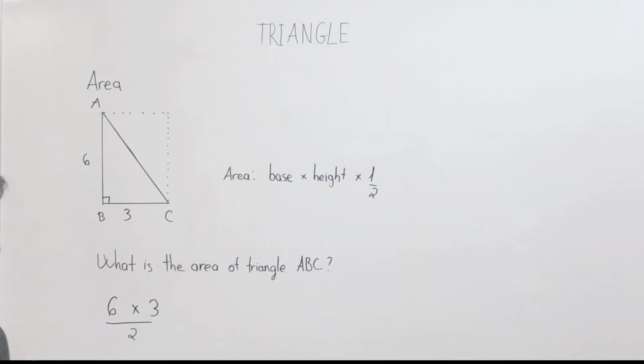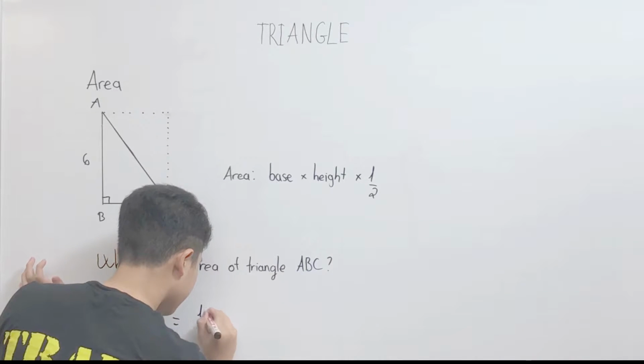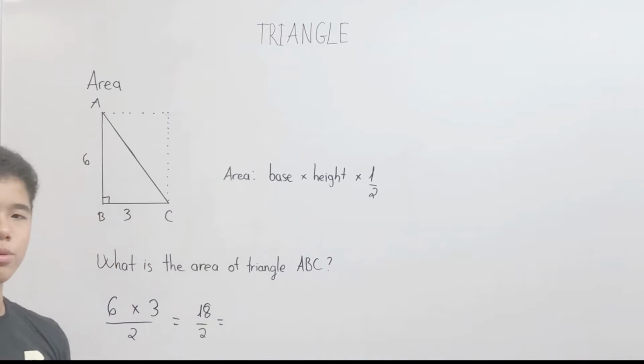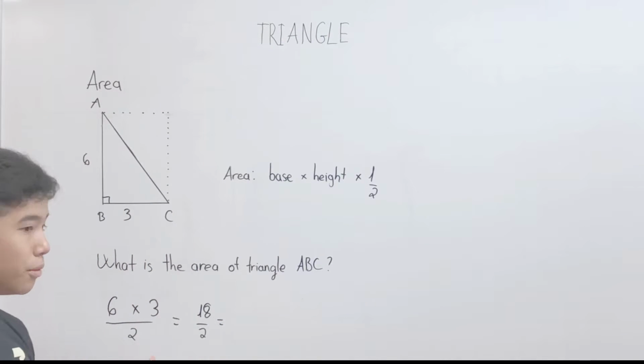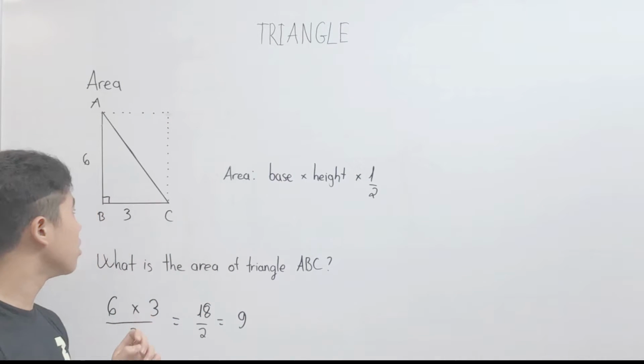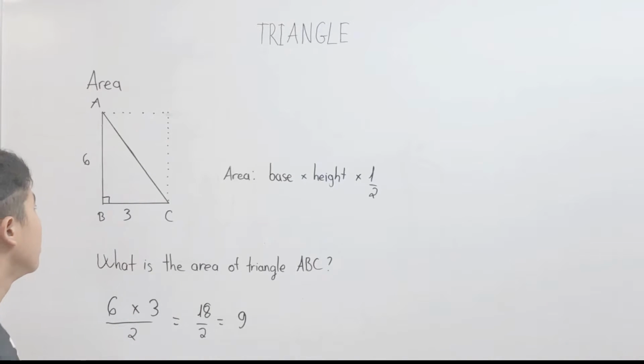6 times 3 is equal to 18. 18 divided by 2 is equal to, well, you might know, 9. So the area of this triangle is equal to 9.